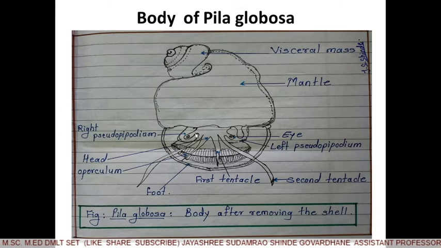Now see the head. It is the anterior most fleshy bilaterally symmetrical part of the body, prolonged into a contractile snout. The snout bears two pairs of tentacles.